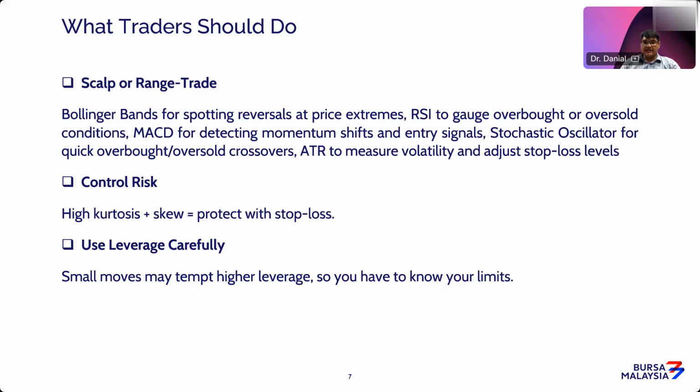Other than that, stochastic oscillator for you to see quickly any overbought and oversold crossover. The same thing with the RSI just now. ATR to measure volatility, adjust stop loss level if needed, if required. We don't actually revise our stop loss levels every time we see the market move. I really would like to highlight many times about stop loss, because in most of my experience, traders revising the stop loss always end up not in a good way. So that's pretty much about it.